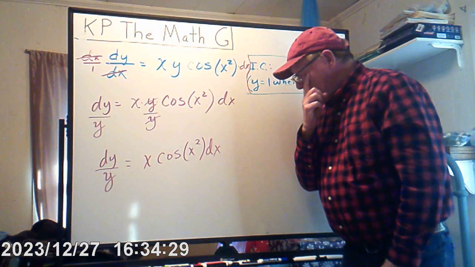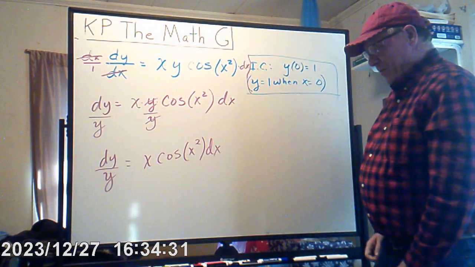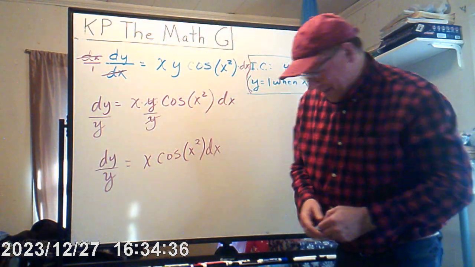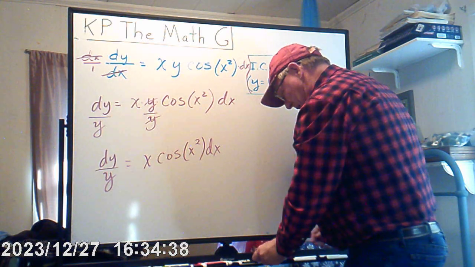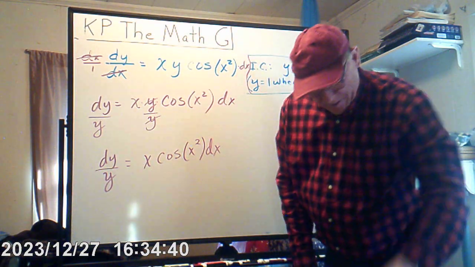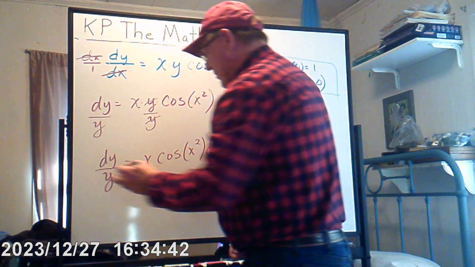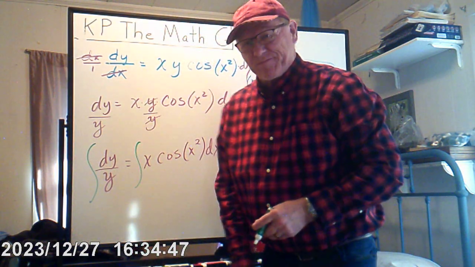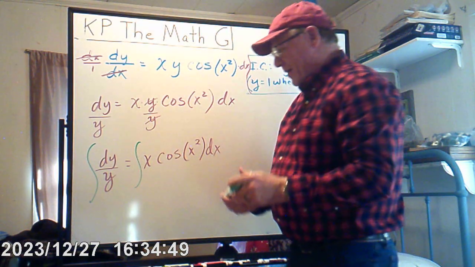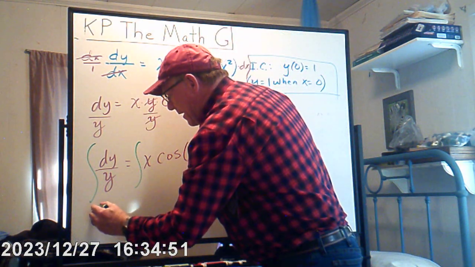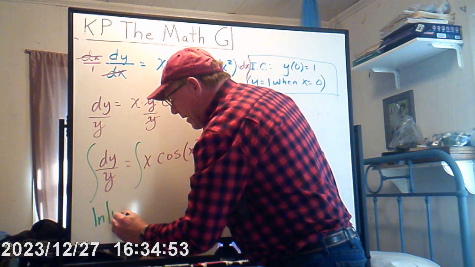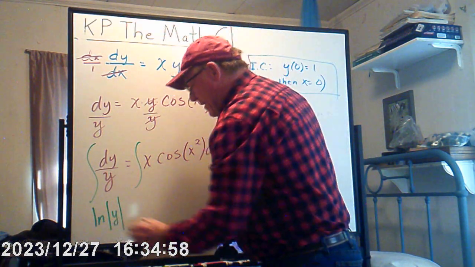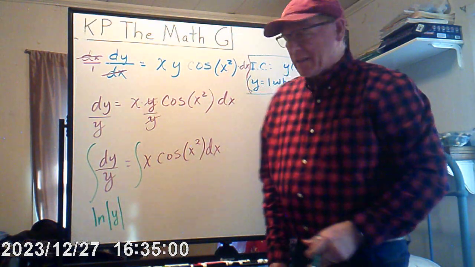Alright. Well, we know what to do next. We have to integrate, don't we? Alright, let me get another color. I'm going to integrate both sides. Anybody know what this left side is? Yeah, that's right. It is ln y. Okay, we'll put that in absolute value bars for now.